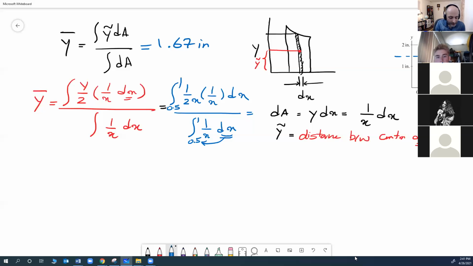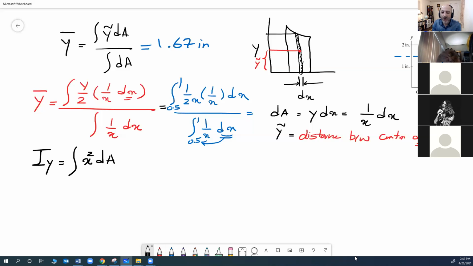Should we do Ix? Did it ask for Ix or Iy? Doesn't matter. Let's do Iy. I about y. Remember the equation, the integral is opposite, so this should be x squared dA.